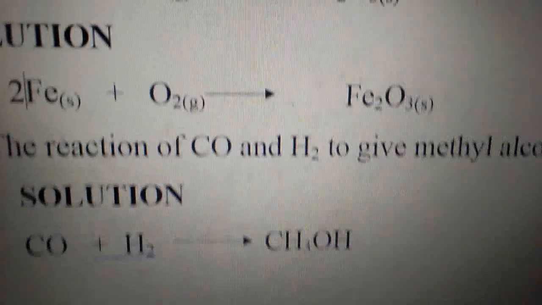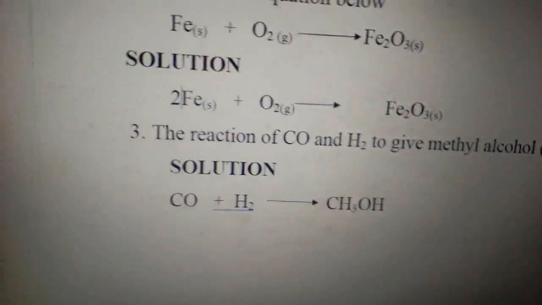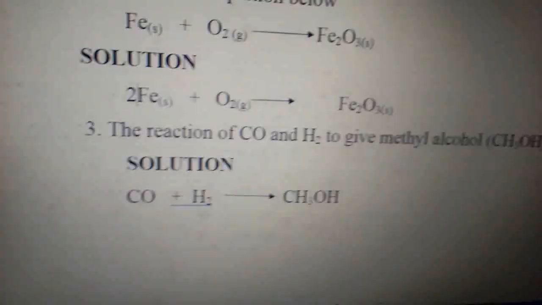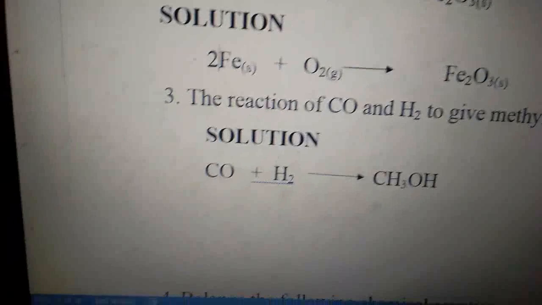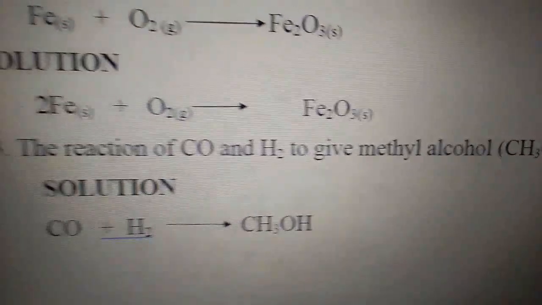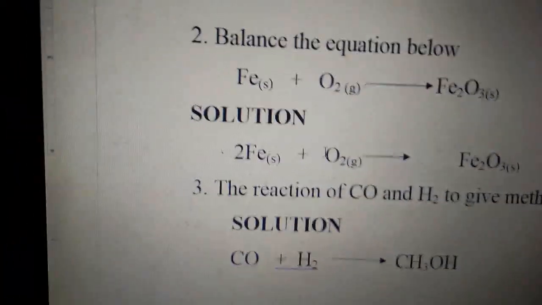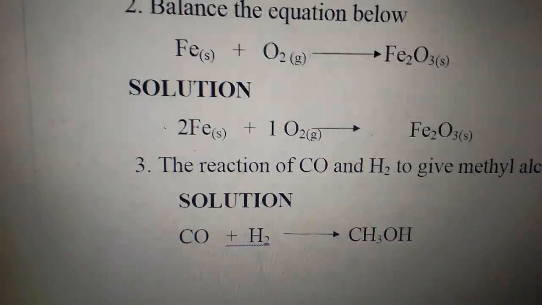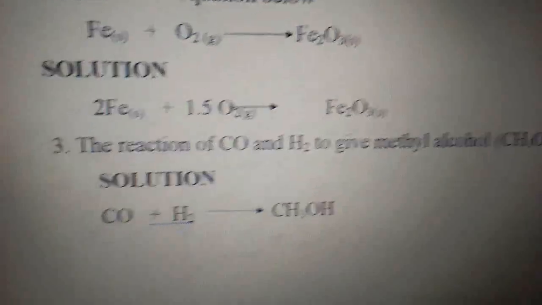And mind you that any number I put in front of iron will now change the iron and make it unbalanced. So what I can do is apply fractions. It's possible. If I divide 3 by 2, I'll have 1.5. So I can put 1.5 in front of oxygen. So we now have 1.5 there in front of oxygen.